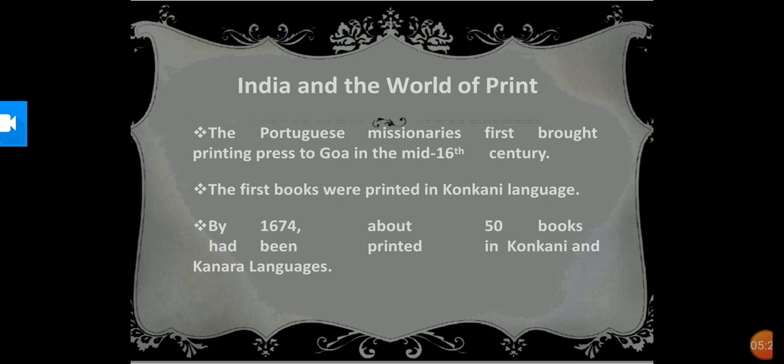So print came to India, and by 1674 about 50 books had been printed in Konkani and Kannada languages. Clear? Catholic priests printed the first Tamil book in 1579 at Cochin, and in 1713 the first Malayalam book was printed by them. By 1710, Dutch Protestant missionaries had printed 32 Tamil texts, many of them translations of older works.